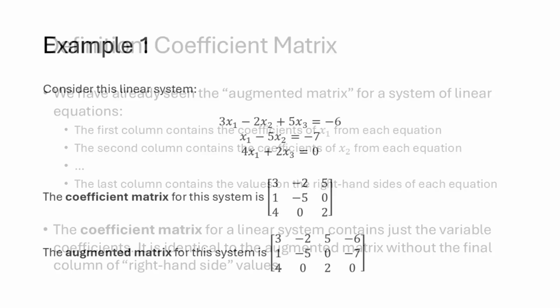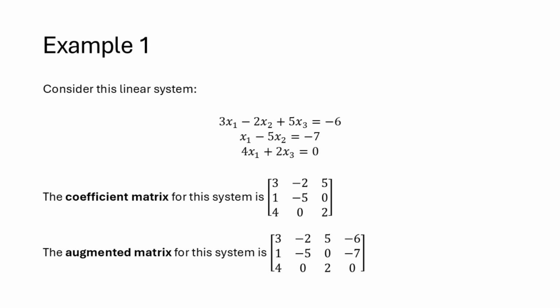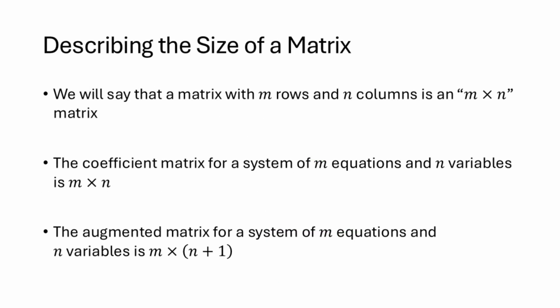So for example, in this system of equations, the coefficient matrix just has 3 columns because we have 3 variables, whereas the augmented matrix contains 4 columns, 1 column for each variable, and then a 4th column that contains the right-hand side values. Now when we describe the size of a matrix, we'll typically write it as m by n.